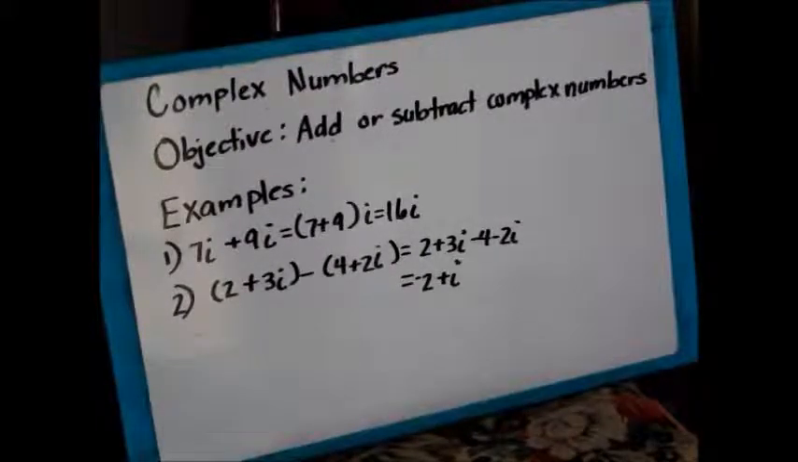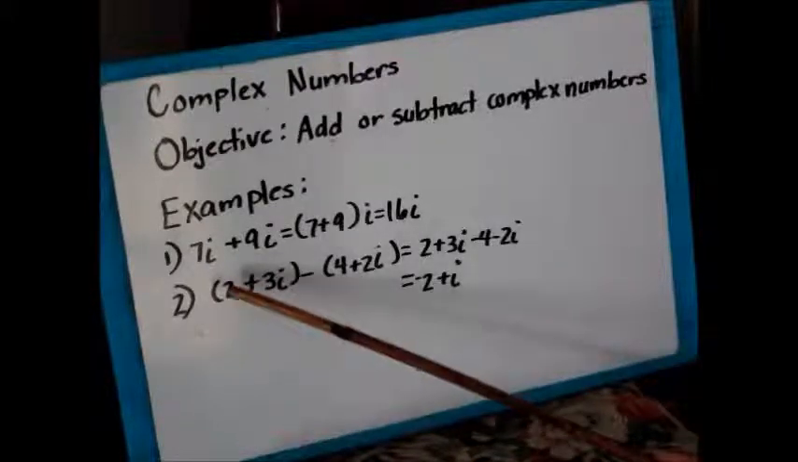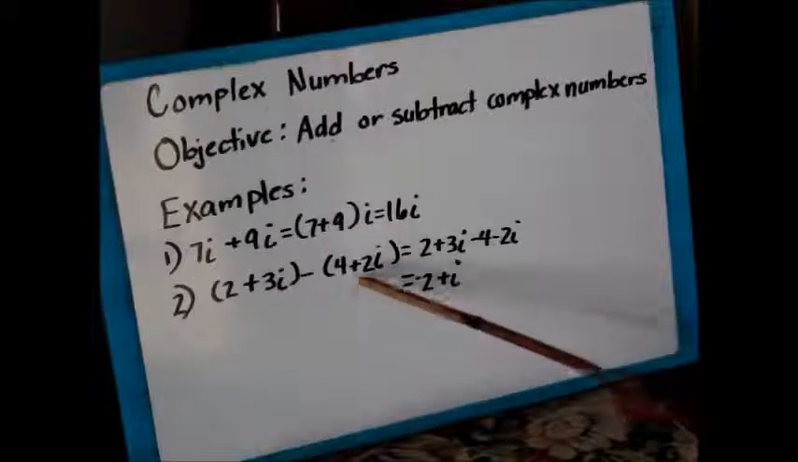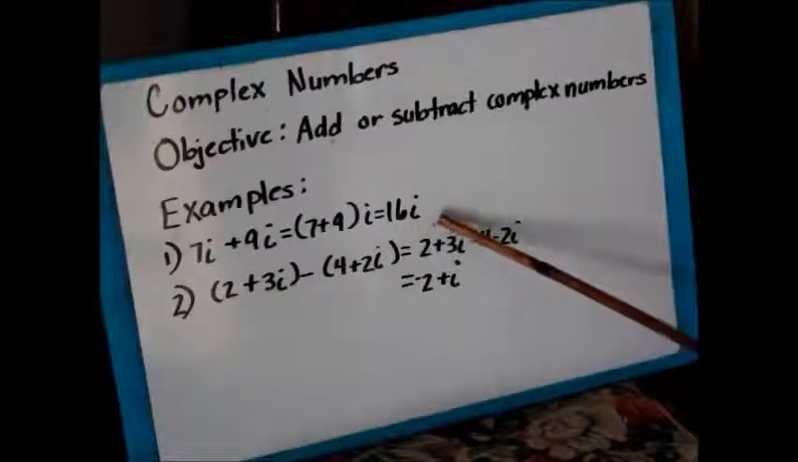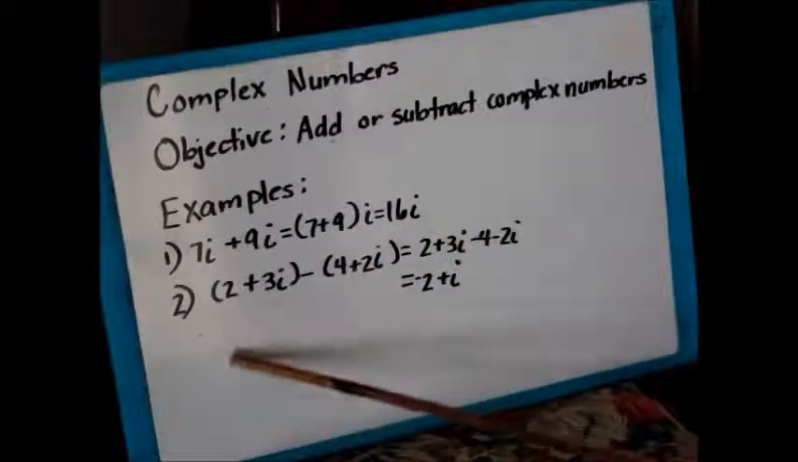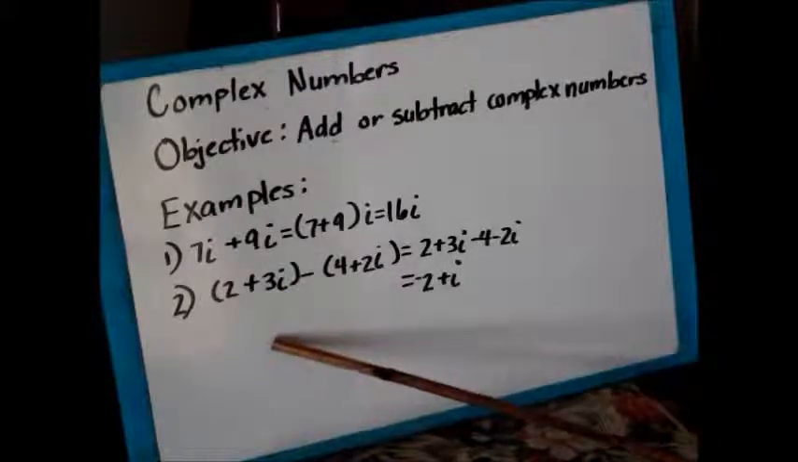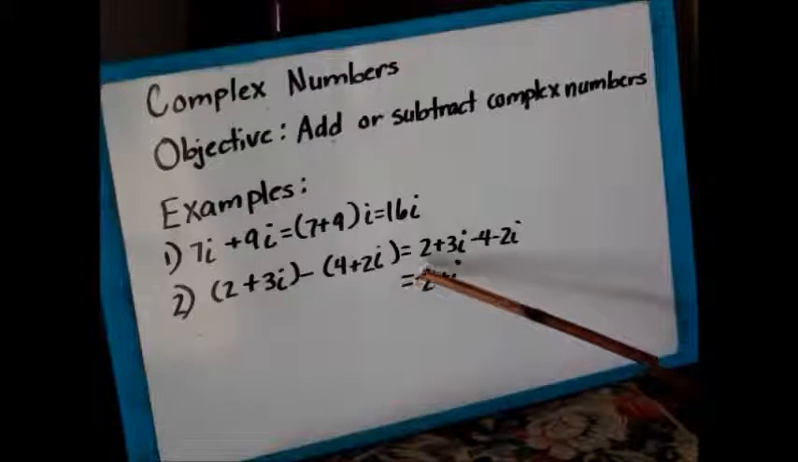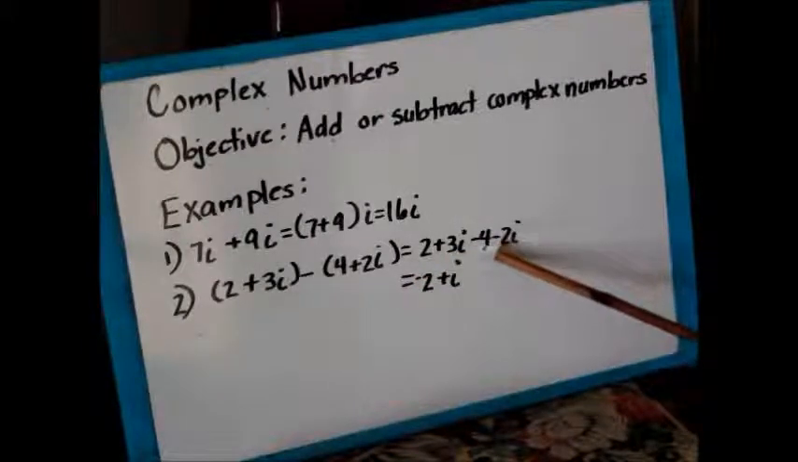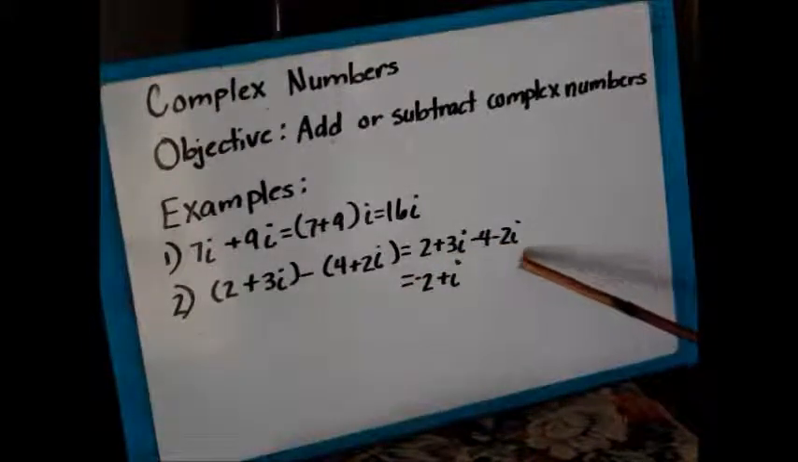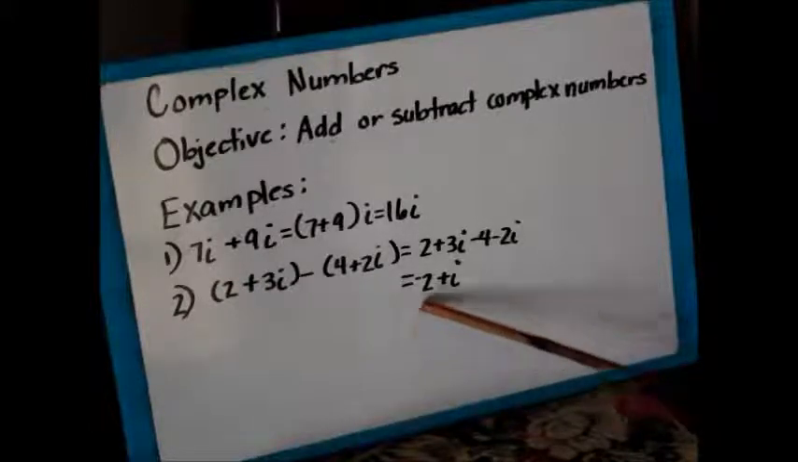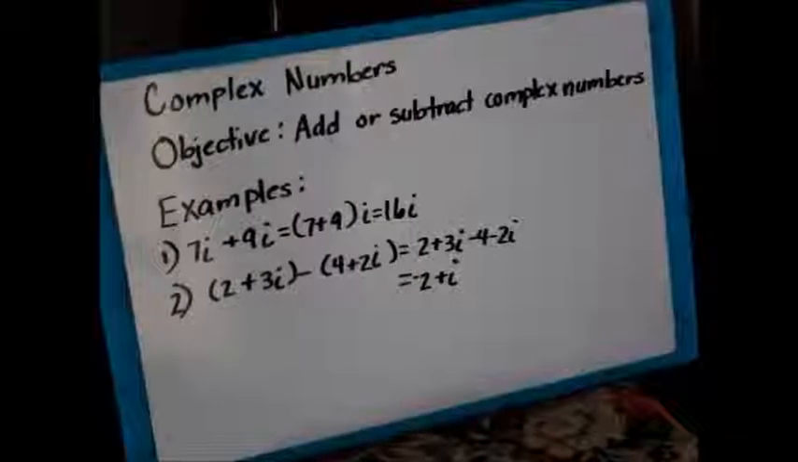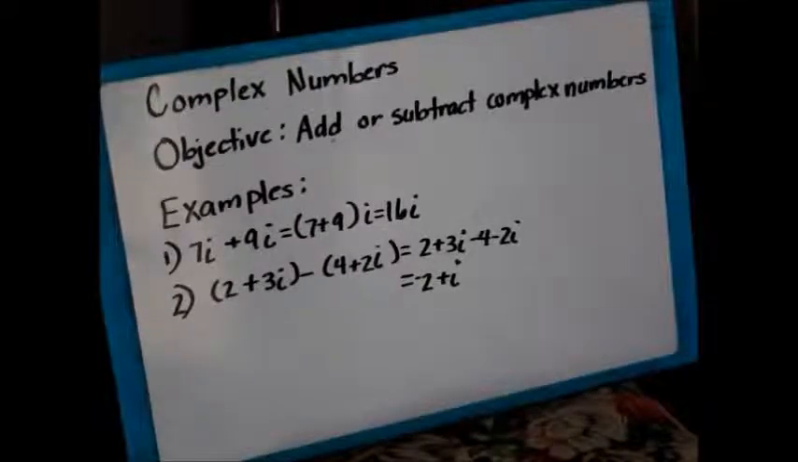Now let's look at some examples of complex numbers. Our first example is 7i plus 9i equals 7 plus 9 in parentheses times i, which is equal to 16i. Our second example, 2 plus 3i in parentheses minus 4 plus 2i in parentheses is equal to 2 plus 3i minus 4 minus 2i, which gives us our final answer, negative 2 plus i. This concludes imaginary and complex numbers.